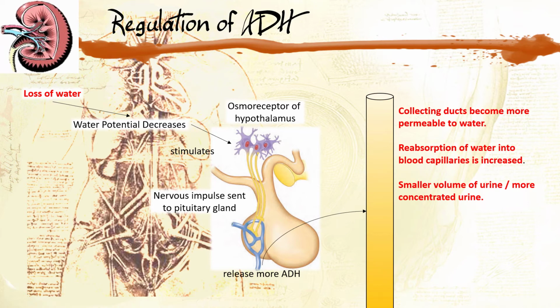Now, what is not so important here is the receptor in the hypothalamus as well as the nerve impulse to the pituitary gland. The effect of ADH on the collecting duct is important, so you should copy it down. The overall sequence, do not be worried, I have summarized it nicely in the following two slides.